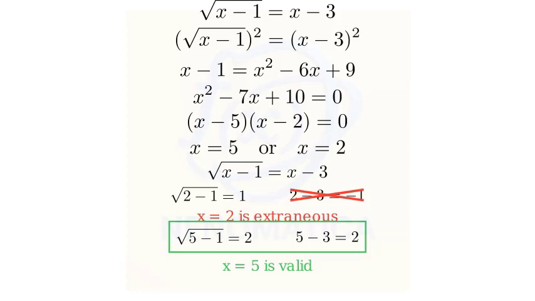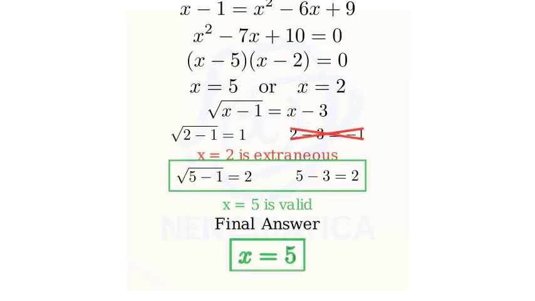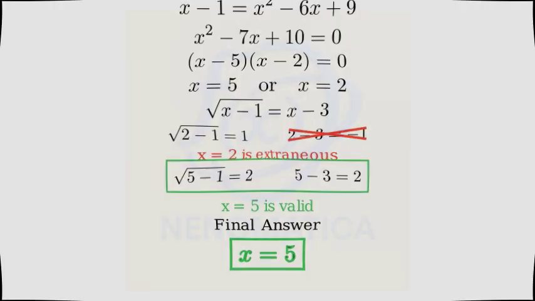The left side is square root of 4, which equals 2, and the right side is 5 minus 3, which also equals 2. They match, so x equals 5 is valid. Conclusion. The solution to square root of x minus 1 equals x minus 3 is x equals 5. The geometric method and the algebraic method agree.